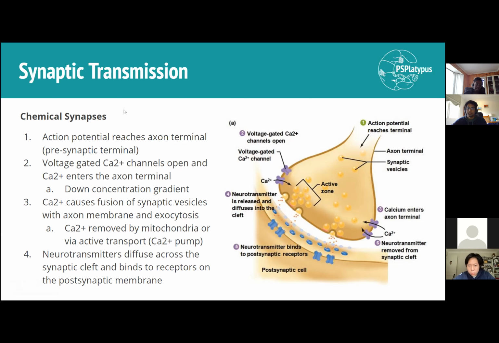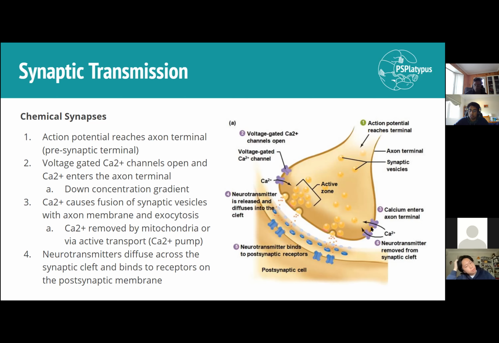So what happens as the action potential moves down is voltage-gated calcium channels are going to open. We talked about voltage-gated potassium and sodium, but now it's voltage-gated calcium. Calcium is going to enter the axon terminal down its concentration gradient, and the calcium basically acts as an intracellular messenger. It causes fusion of the synaptic vesicles with the axon membrane and causes subsequent exocytosis, which is the expulsion of the neurotransmitters into the synaptic cleft.